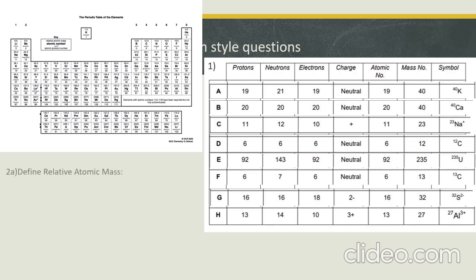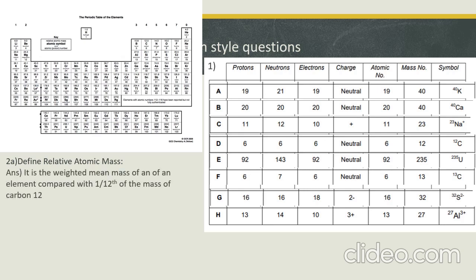Next question, define relative atomic mass. The relative atomic mass is the weighted mean mass of an atom of an element compared to 1/12 of the mass of an atom of carbon-12. Next question. By the way, you can pause and solve it yourself.